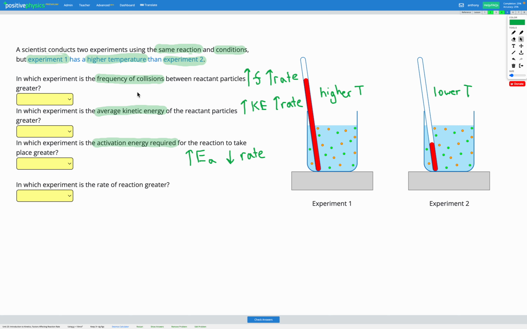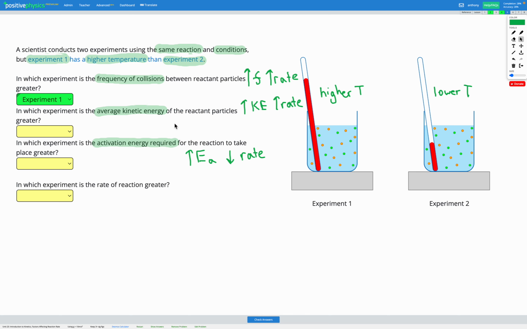The first one is the frequency of the collisions. Now, we have the same concentration of particles. You can see they're spread out by the same amount in their containers with the same volume and the same number of particles. However, because experiment 1 has a higher temperature, those particles are moving around faster. So they're going to encounter each other more frequently simply because they're moving faster because they've got that higher temperature and higher average kinetic energy. So the frequency of collisions is going to be higher in experiment 1 because of that higher temperature.